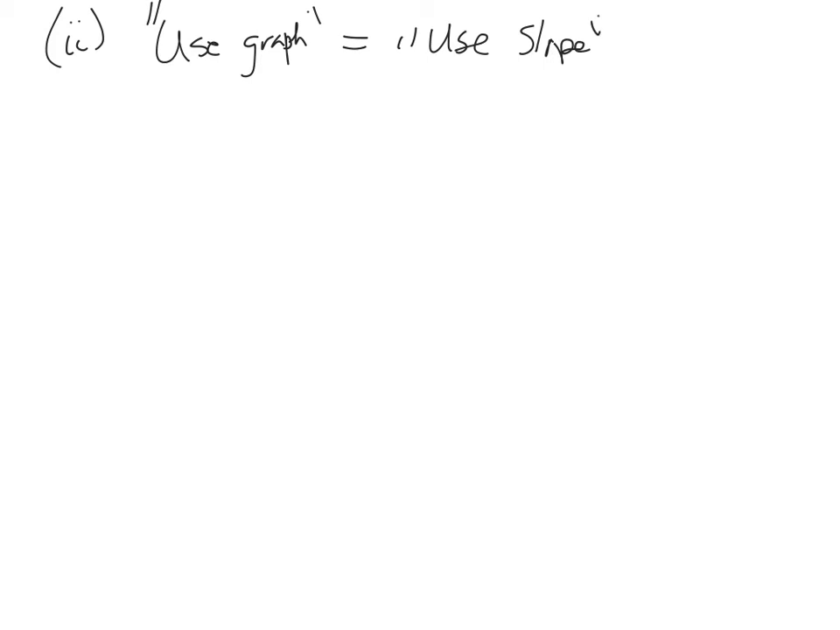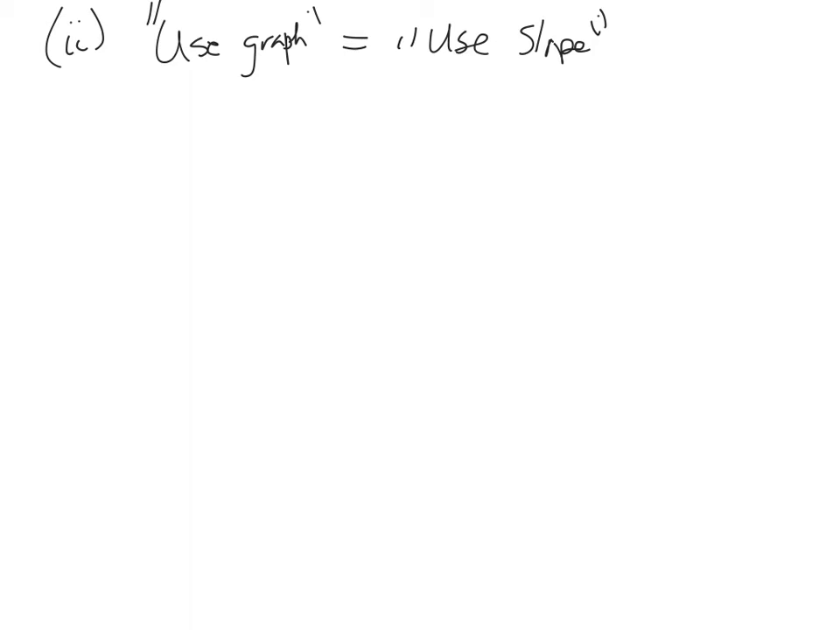All right. The second part of this is saying use the graph to calculate C. Now, what does that mean? Again, use graph is code word for saying use slope. So somehow we have to use the slope to determine C.